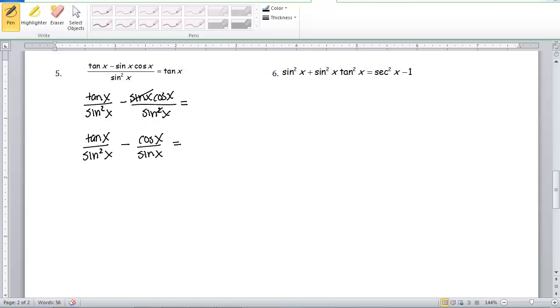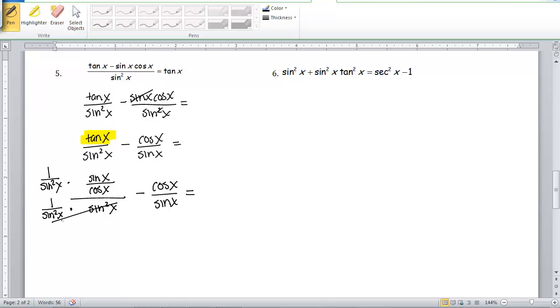So again, if you are lost on things to do, you can always try to change things in terms of sine and cosine. And so tangent here is the only thing that is not in terms of sine and cosine. So let's change that with the quotient property, doing sine divided by cosine, still over the sine squared, and still minus our cosine over sine. Now remember, to get rid of a fraction within a fraction, you want to take the reciprocal of the denominator. Again, that completely gets rid of your denominator.